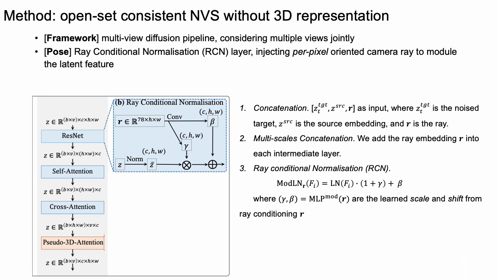Here we explore a number of different architectures. The first one is concatenation, which combines the noisy target, source embedding, and camera ray embedding as one input. Then we also consider applying this ray embedding into every layer of the UNet. Finally, we present the ray conditioned normalization layer, which uses the ray embedding to modulate the latent feature with this function, where gamma and beta are the scale and shift from the ray conditioning.